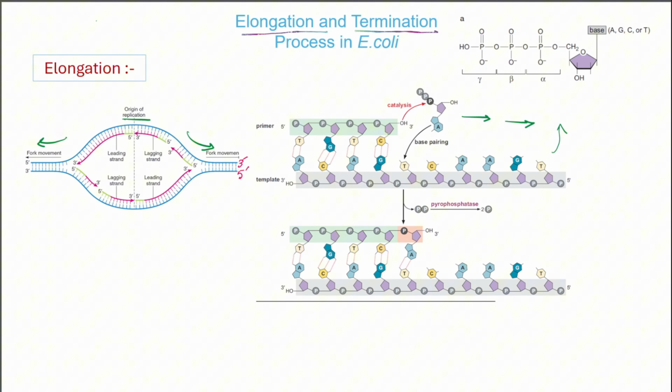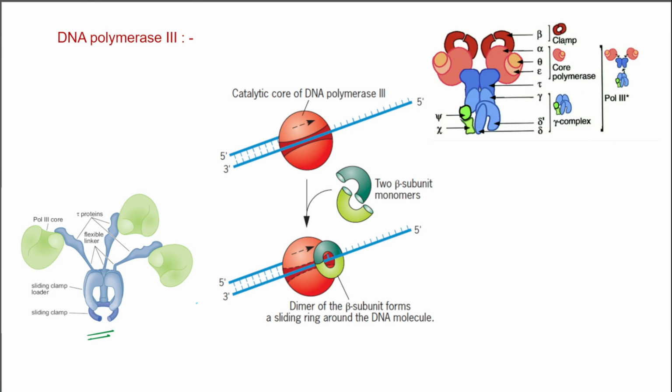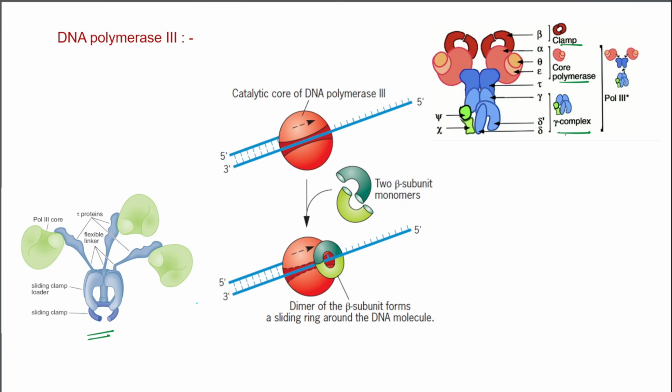DNA polymerase 3 requires a free 3' OH. Without a 3' OH, DNA polymerase 3 cannot synthesize the new strand or add nucleotides, and the primer gives the 3' OH site. This is the DNA polymerase 3 holoenzyme. In the holoenzyme are the beta clamp, the core polymerase and the gamma complex. The gamma complex is the sliding clamp loader and the beta clamp is the sliding clamp.